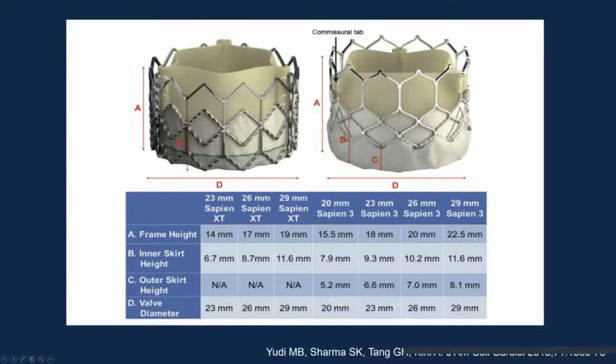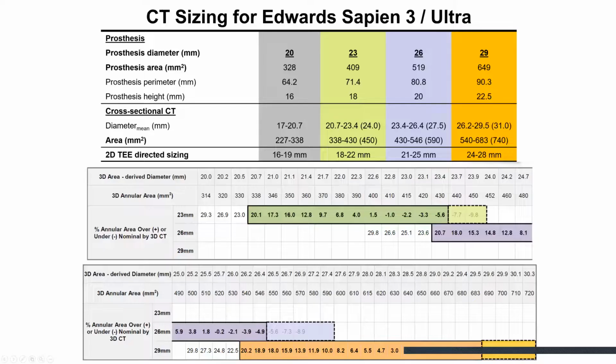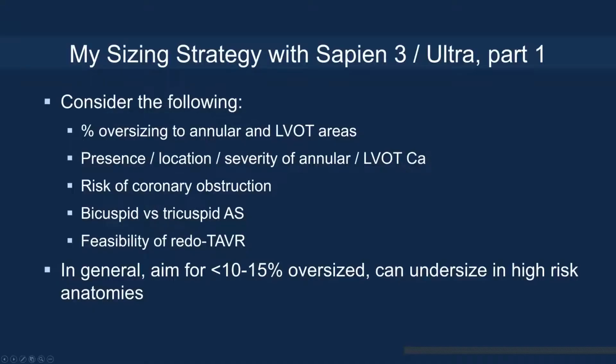And again I remind you, the balloon expandable valves have different dimensions. You want to be aware of that, and you want to know the sizing chart intimately well to know which valve to size. In terms of my personal sizing strategy of the Sapien 3 Ultra, you want to consider percentage oversizing to both annular and LVOT areas. What's the presence, location, severity of annular and LVOT calcium, risk of coronary obstruction, is it a bicuspid or tricuspid aortic valve, and also feasibility of redo TAVR in younger patients.